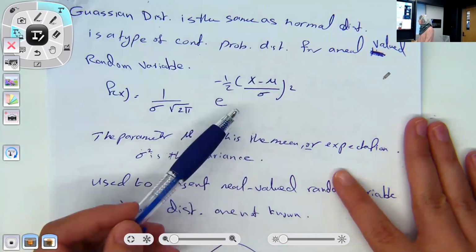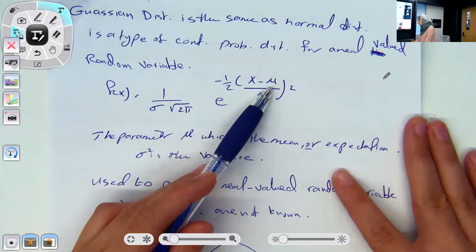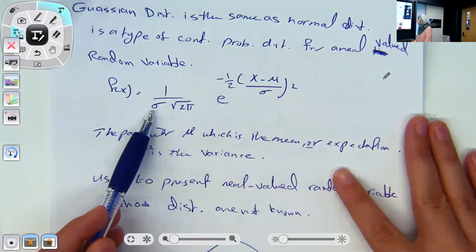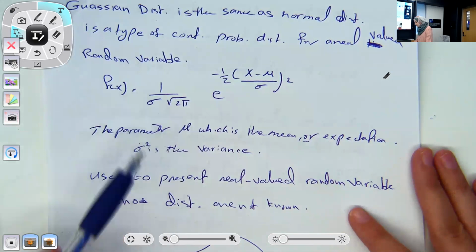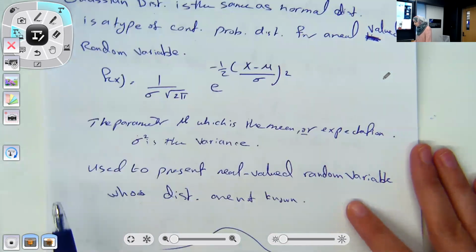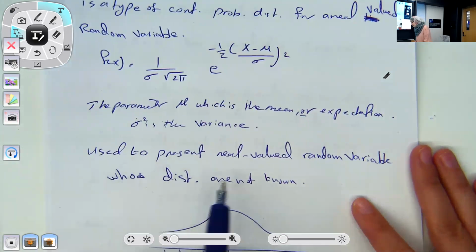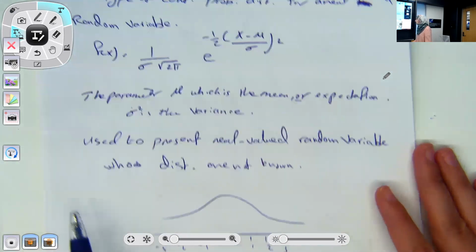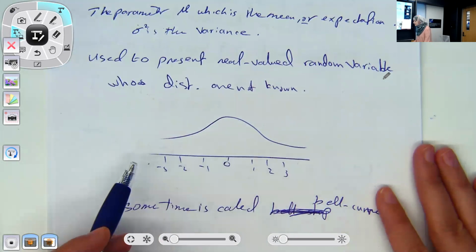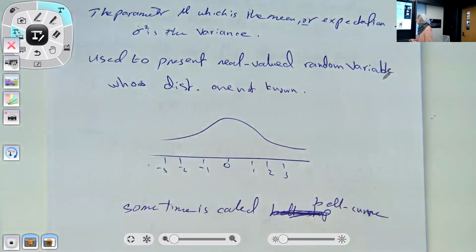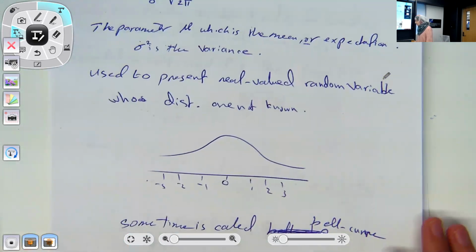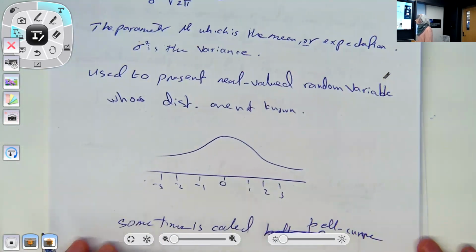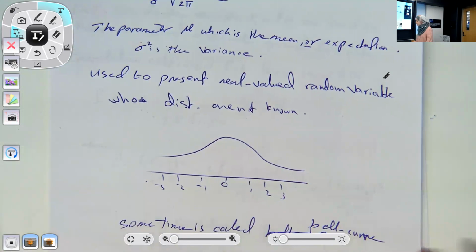Here we have 2 parameters, mu, which is the mean, and sigma, which is the standard deviation. We use the Gaussian distribution to represent a real valued random variable, and it has a bell shape. This is the univariate. I think all of you know about univariate distribution. You need to know univariate because we need to define bivariate. What's the bivariate?